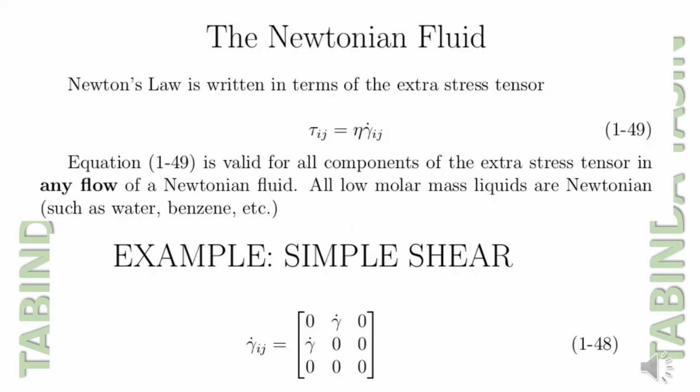Now to understand the Newtonian fluid, for tensors, Newton's law is written in terms of the extra stress tensor as tau ij equals eta gamma ij dot. Equation 49 is valid for all components of the extra stress tensor in any flow of a Newtonian fluid. All low molar mass liquids are Newtonian, such as water and benzene. Now for this simple shear example, gamma ij dot is equal to the matrix 0 gamma dot 0, gamma dot 0 0, 0 0 0. That is equation number 48.